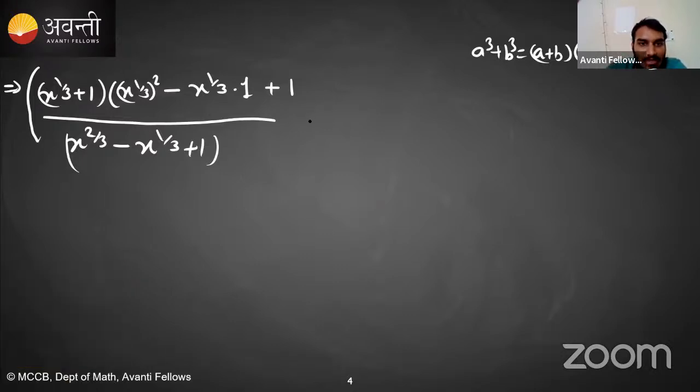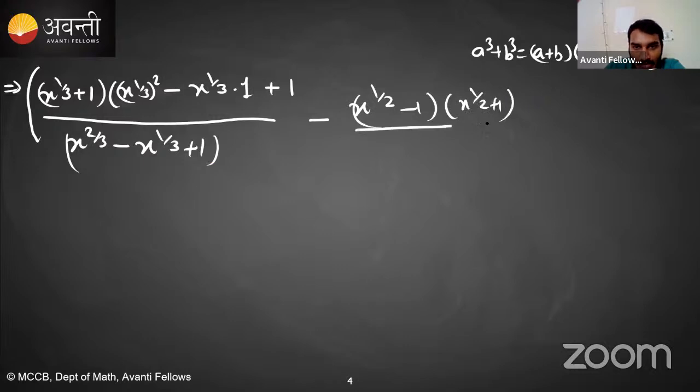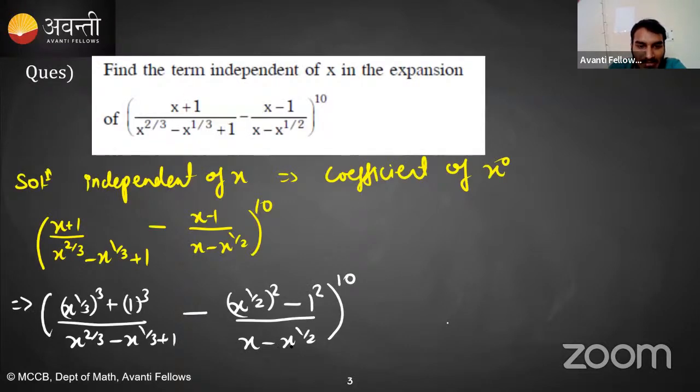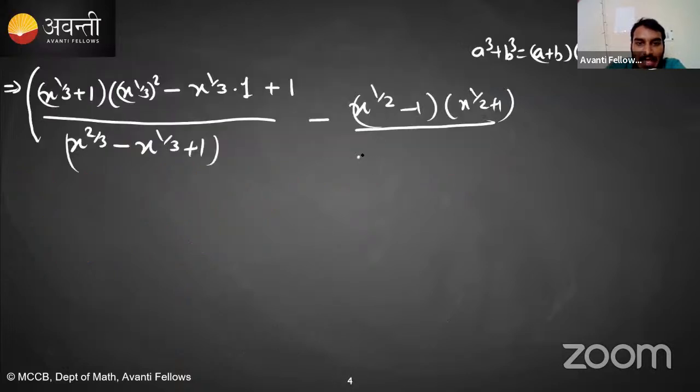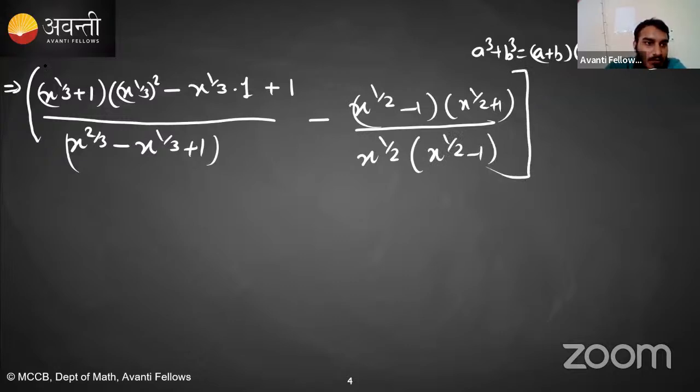Okay. Now this can be written as minus. Now it is written as a square minus b square. So I can write x raised to the power half minus 1 into x raised to the power half plus 1, divided by x minus x raised to the power half. So take x raised to the power half common, and you will get x raised to the power half minus 1. And this whole thing is raised to the power 10. Is this clear? Right? So now what can you do?